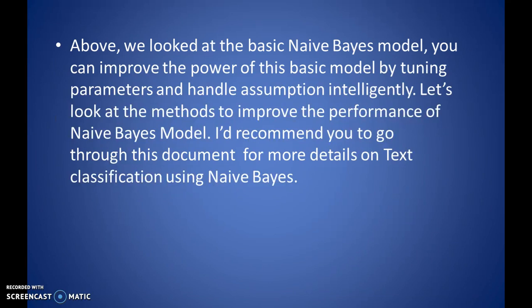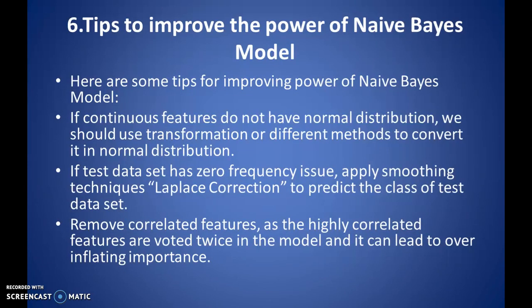Above we looked at the basic naive-Bayes model. You can improve the power of this basic model by tuning parameters and handling assumptions intelligently. Let's look at the methods to improve the performance of the naive-Bayes model. I'd recommend you go through this document for more details on text classification using naive-Bayes.